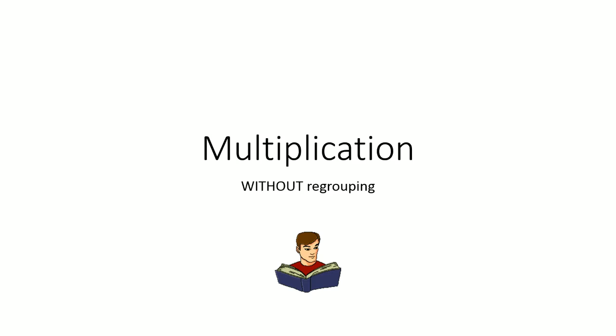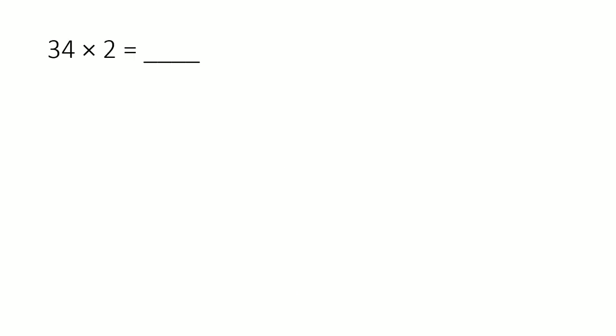Hi, today you're going to learn how to multiply 2 or 3 digit numbers with a 1 digit number without regrouping. We'll be looking at 3 examples and you will be given 4 practice questions. Let's look at the first example.